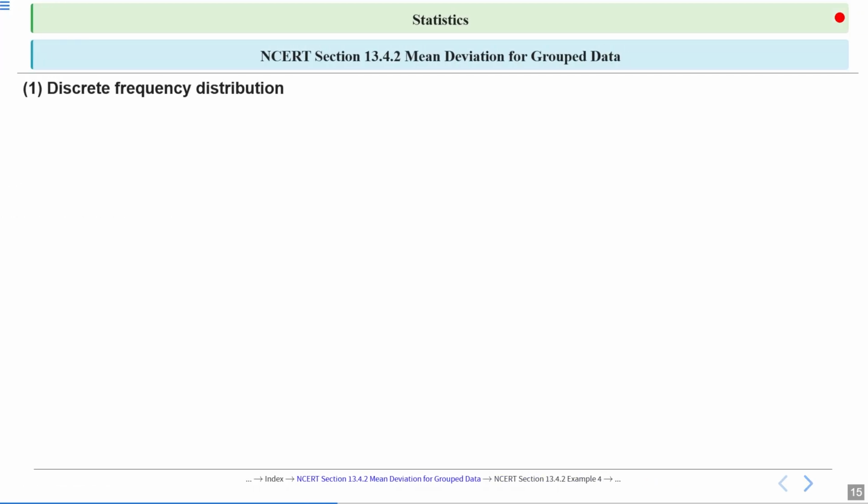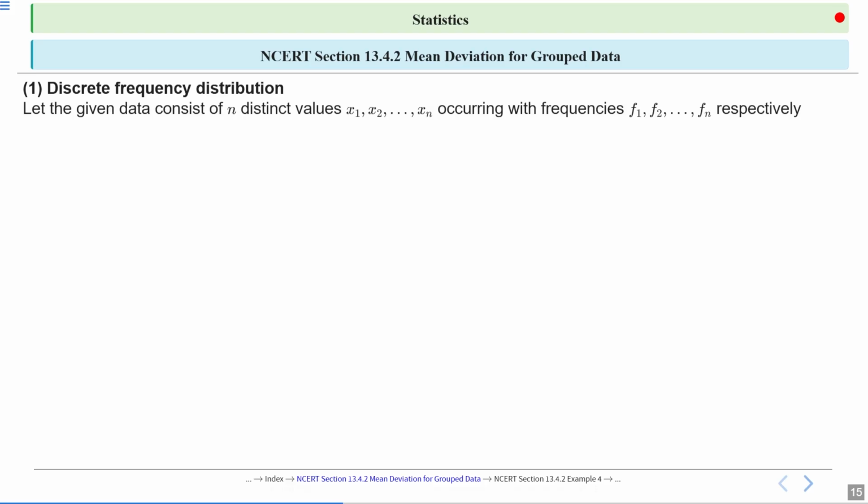So first, we are going to discuss discrete frequency distribution. This is a way to organize data when we have a set of distinct values and we want to see how often each value occurs. We will break down what this means and how to represent it step by step. First, let the given data consist of n distinct values x1, x2 up to xn occurring with frequencies f1, f2 up to fn respectively.